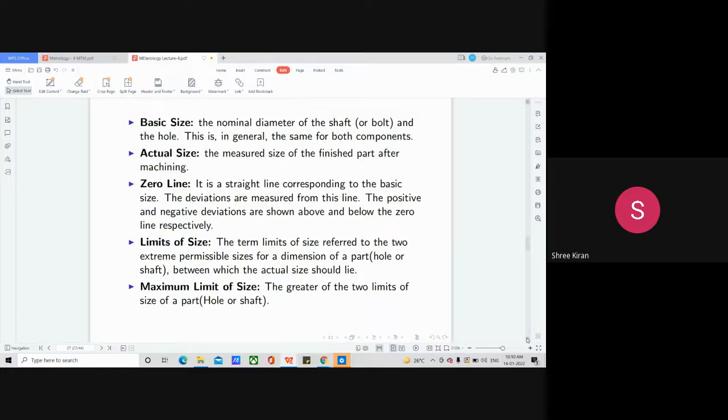The term limits of size refers to the two extreme permissible sizes for a dimension of a part, in the case of a hole or shaft, between which the actual size should lie. Then the maximum limit of size is the greater of the two limits of size of a part, hole or shaft. That's what happens in the case of the maximum limit of size.